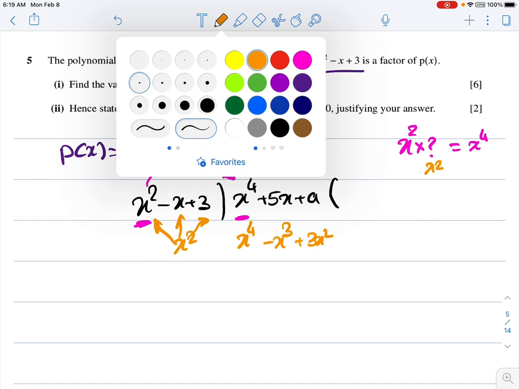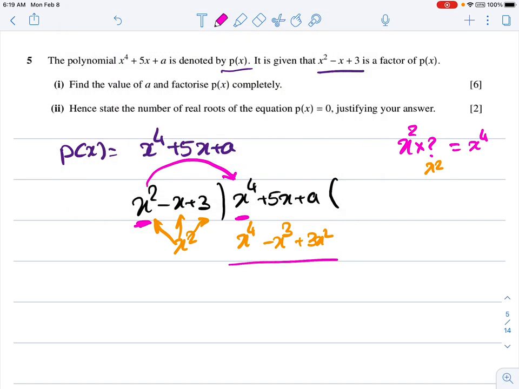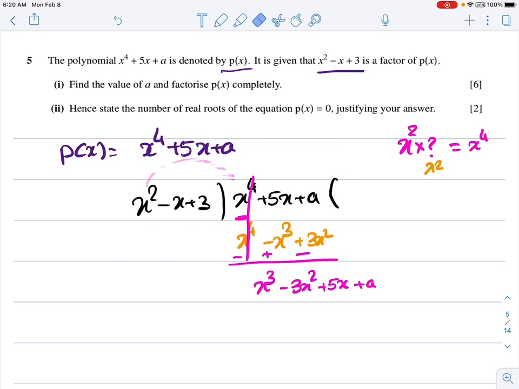Then what am I going to do? Change the symbols: minus, plus, minus. X power 4 gets cancelled. This is x cube minus 3x square. Carry down the plus 5x also, and you can carry down the a also, it doesn't matter. So that is the first part of the division. Now the next part. Let me erase all this part which is not required.